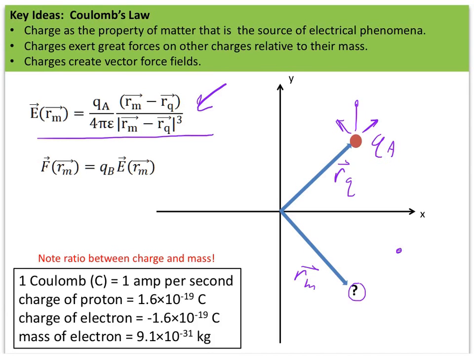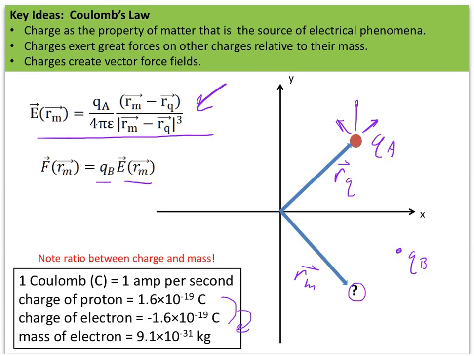If we have another charge here, QB, it's going to feel a force. It's basically determined by the size of the charge QB and the electric field created by charge QA. Another thing to note with electrostatics is that the charge in coulombs, even though it's a very small number, is actually very big compared to the mass of the electron, which is about 9 times 10 to the minus 31 kilograms.